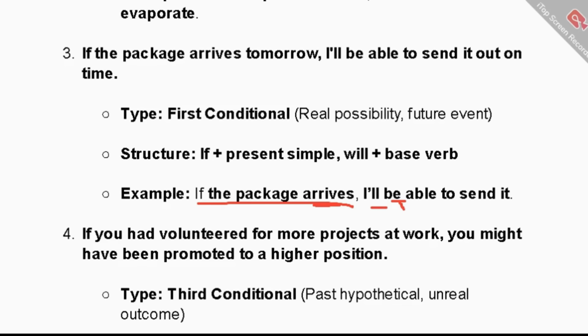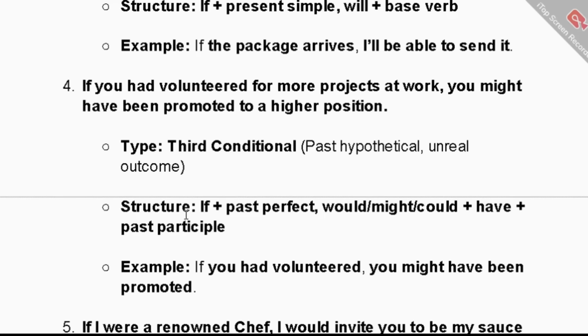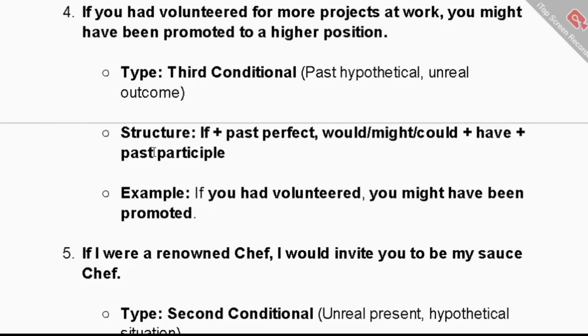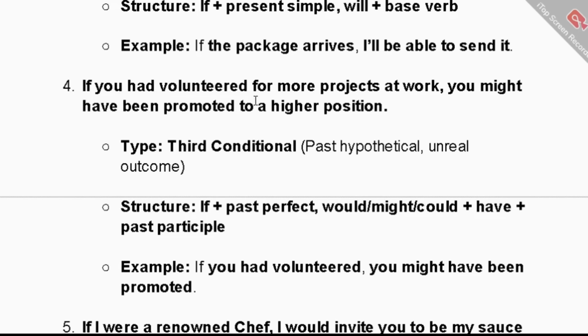Now let's see the next one, the fourth one. If you had volunteered for more projects at work, you might have been promoted to a higher position. Now this is third conditional. Now how will you identify the third conditional? Based on the structure. That's why I'm telling you to memorize all the structures. So this is a past hypothetical or unreal outcome, means you did not do so. That's why the result did not come that you wished for.